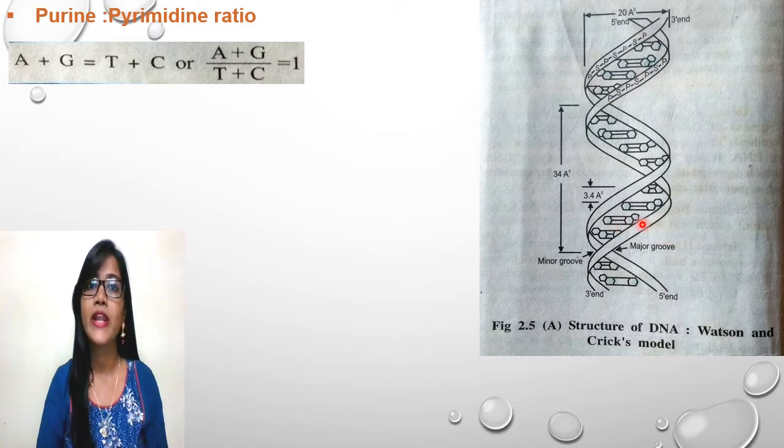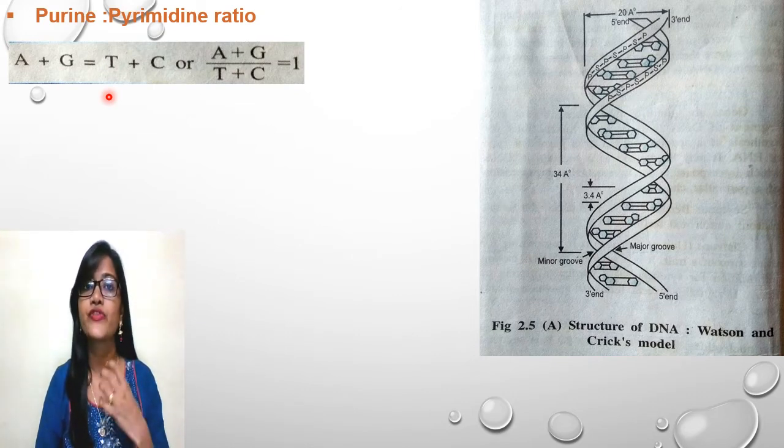So this is called Chargaff's rule. 1:1. A plus G is equal to T plus C. The amount of purines and pyrimidines is always equal. Their ratio is always 1:1. That type of rule is known as Chargaff's rule, and it may be represented by this equation. So that's all about the purine to pyrimidine ratio.